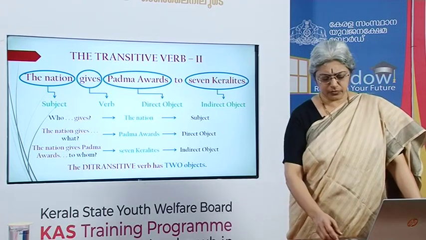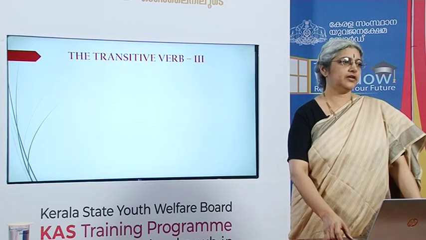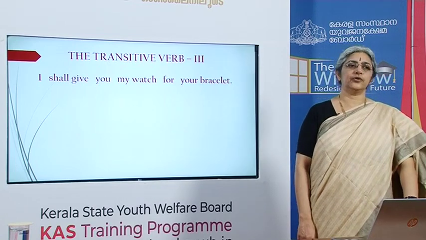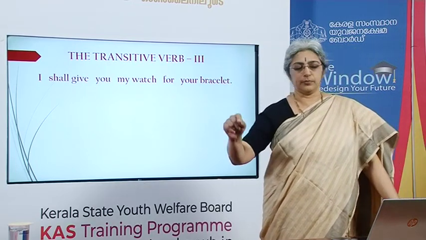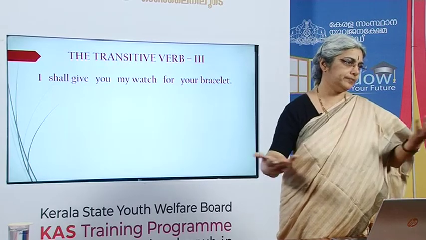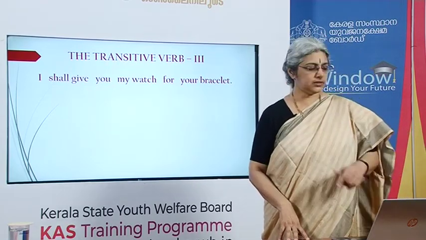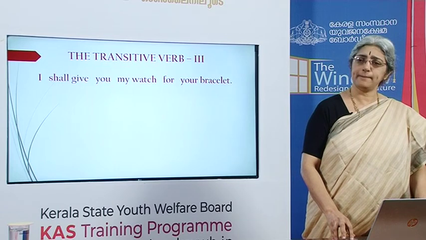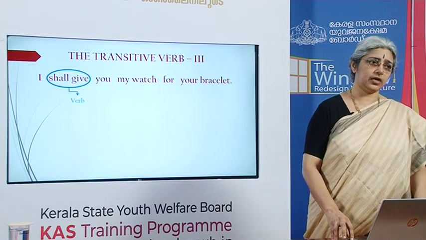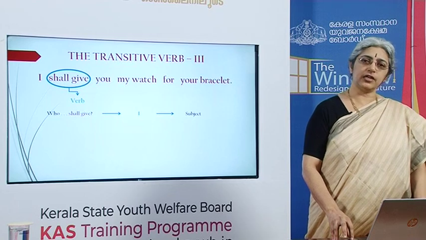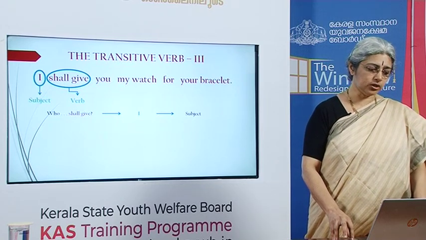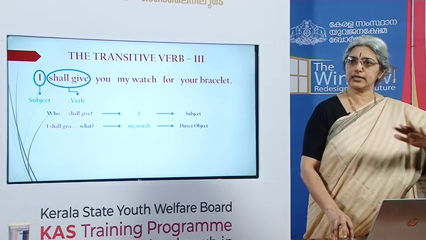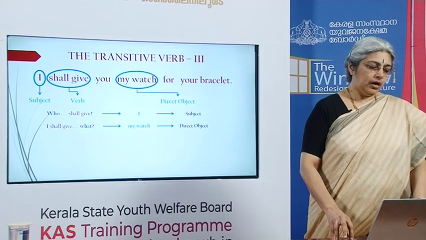Now, just to help you with more of nomenclature, we have another kind of a transitive verb. Look at this sentence. I shall give you my watch for your bracelet. You have a bracelet and I have a watch, let us swap. Okay, let us exchange that. So, in this sentence again obviously the verb is give. Who shall give? I is the subject, and I shall give what? My watch. So, what is my watch? Direct object. Yes, you are very clear on this now. Fine. I shall give my watch.